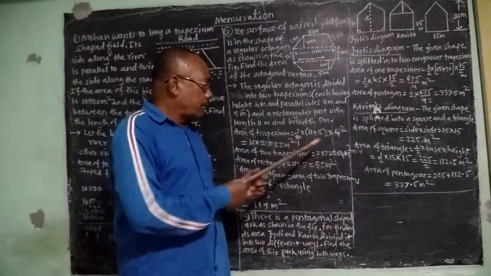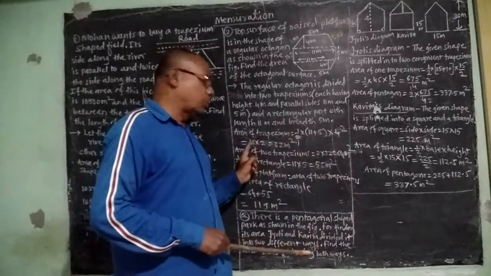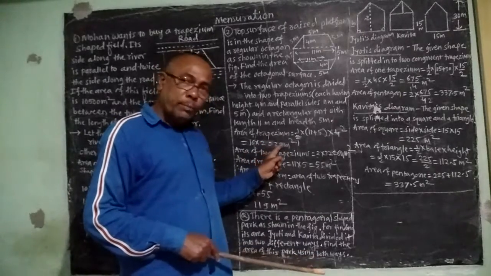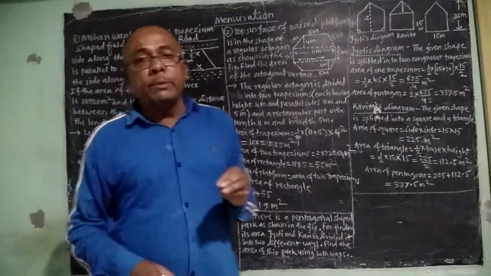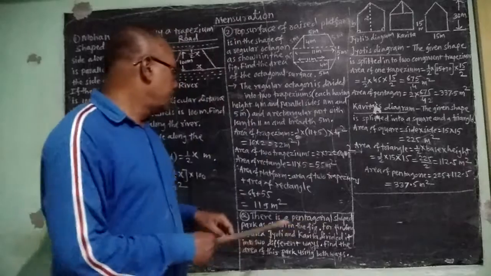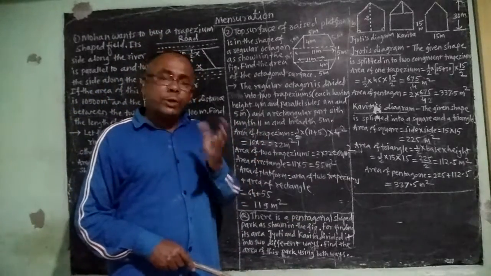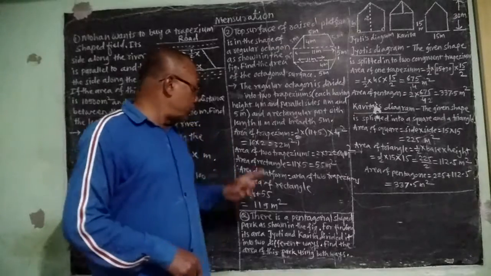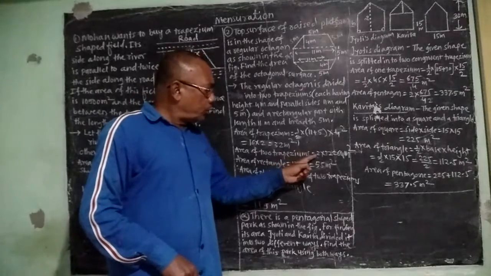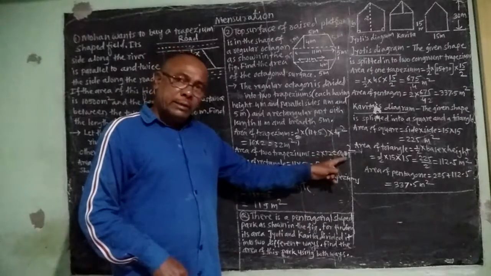Now dividing 4 by 2, we will get 11 plus 5, that is equal to 16, and into 2, that is 32 meters square. So area of the one trapezium is 32 meters square. Similarly, for the area of both the trapeziums we have to multiply by 2 only. So we will get area of two trapeziums is equal to 2 into 32, and that is equal to 64 meters square.